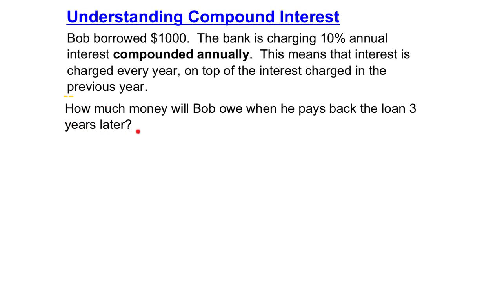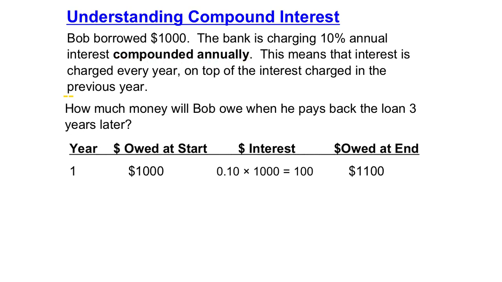This is the same question that I asked in the simple interest example, but this time the interest is being compounded annually. I'm going to illustrate this with a chart. In the first year, he owed $1,000 at the start because that's how much he borrowed. The bank charges 10% interest for that year, so they charge him $100 in interest for the first year. So at the end of the year, he owes a total of $1,100.